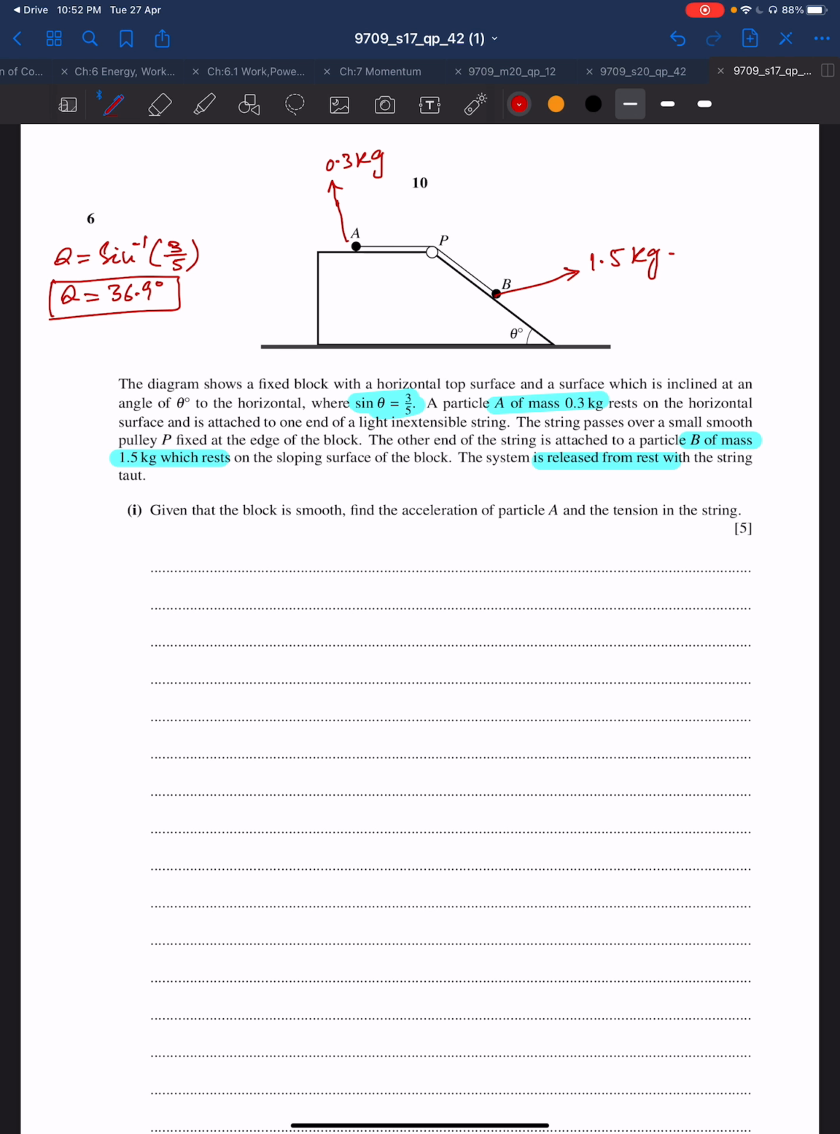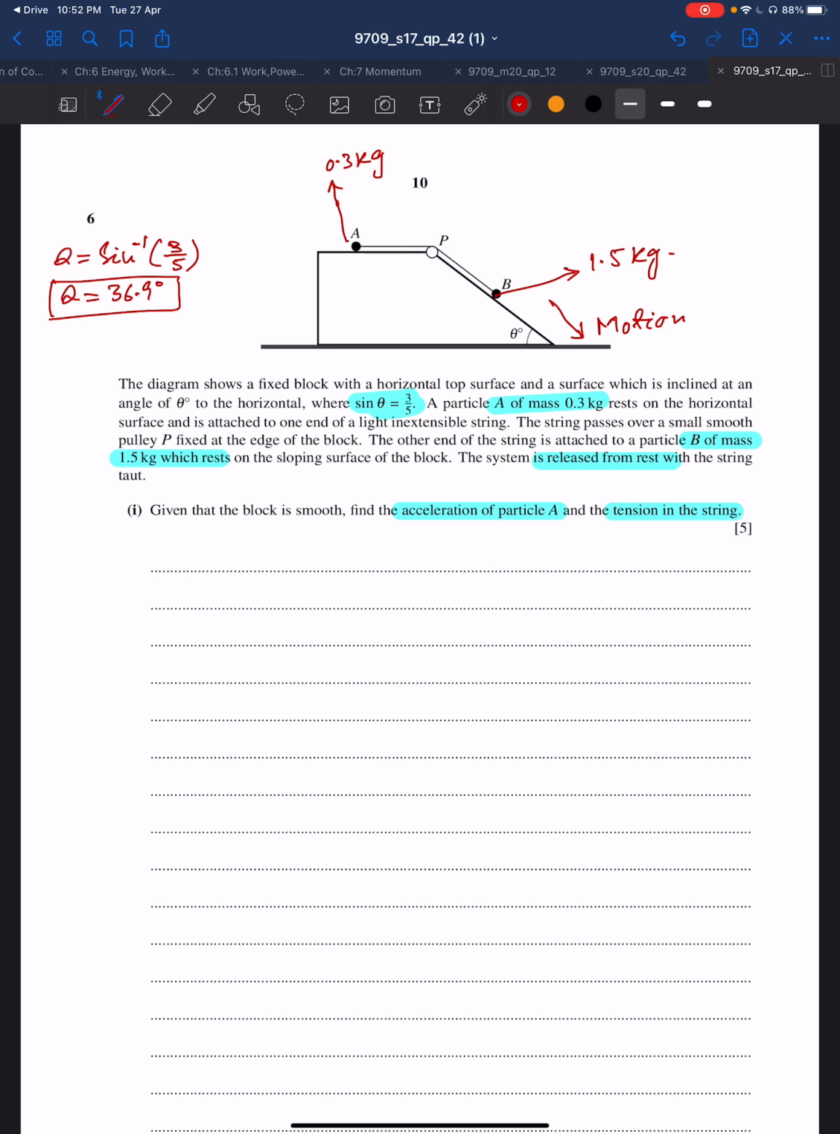The string is taut. Given that the block is smooth, find the acceleration of particle A and the tension in the string. So we have to find out two things: the acceleration of the particle A and the tension in the string. B will come downwards because this is the heavier object and this is the lighter object. Obviously, the motion will be in this direction. So the motion direction will be this one, right?